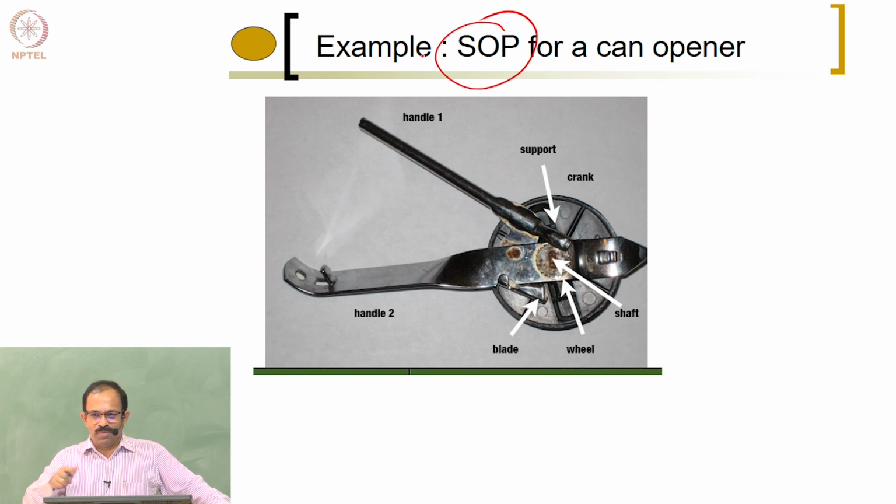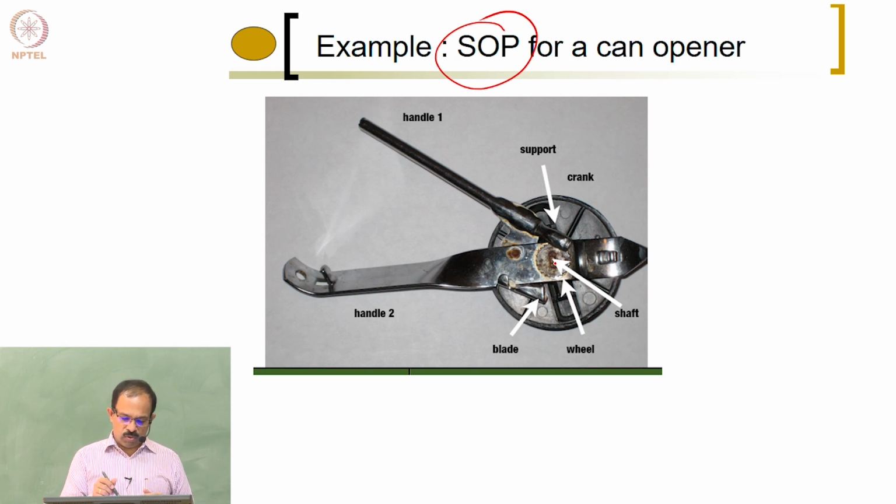Nowadays it's all pull out, right? In the old one there was no pull out, so you had to cut it open. That is the one we are shown here. If you have not seen it, I will show you some later. But just to give an example, how do you operate this, do an SOP for a can opener?